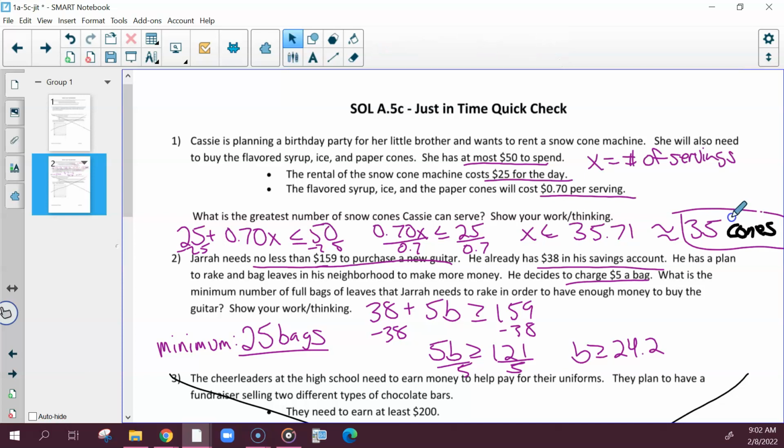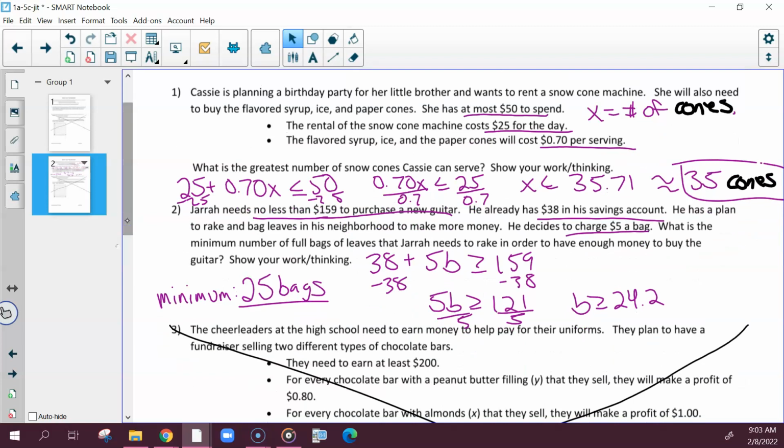Because that is what it specifically asks for. So we don't know the number of snow cones, which would be like each serving. So we could solve for that. So we're adding the cost for the snow cone machine for the day plus the charge per serving for all of the ingredients or utensils, whatever you want to call that. And then we would solve for x.